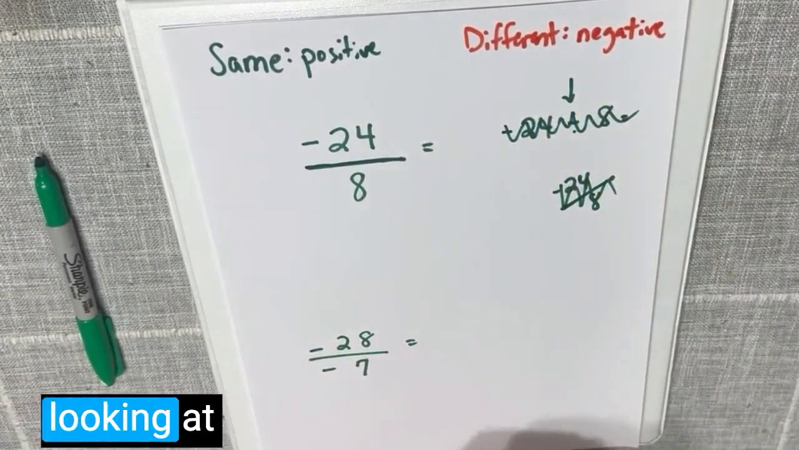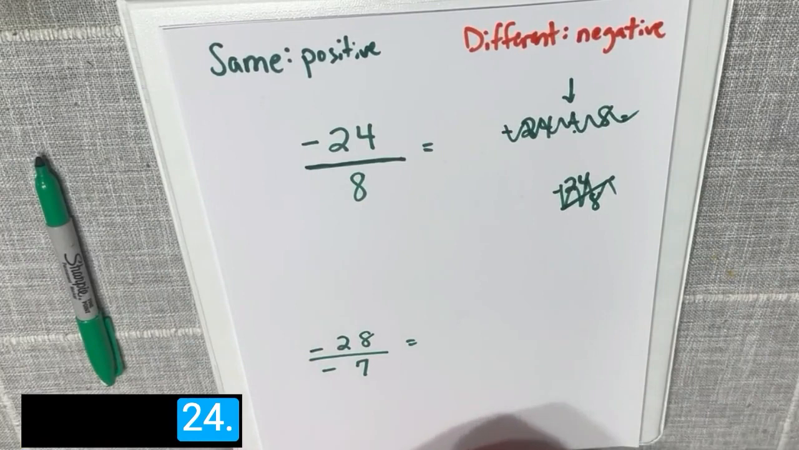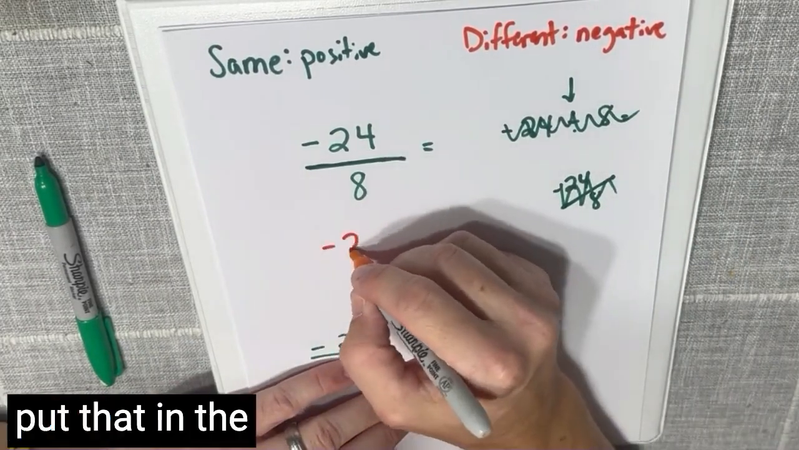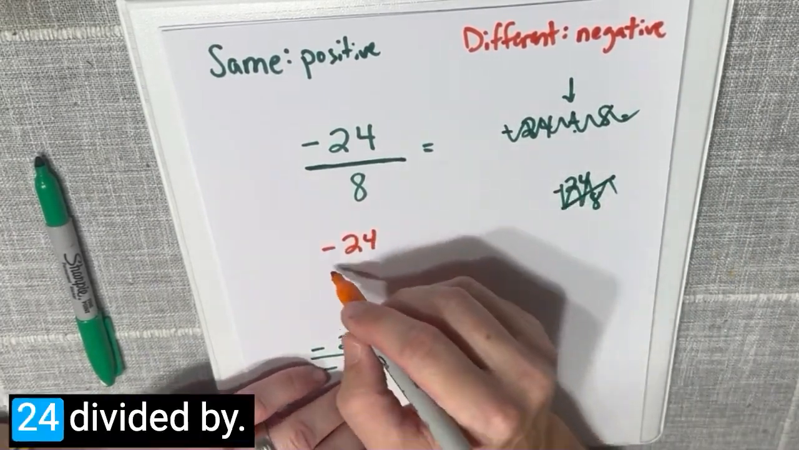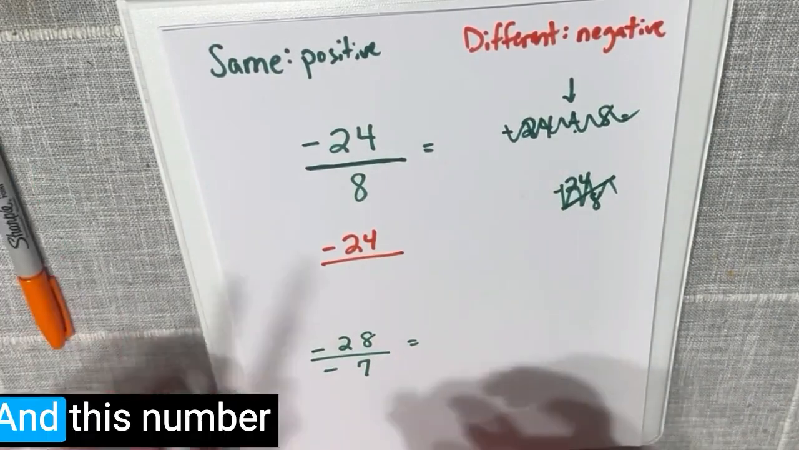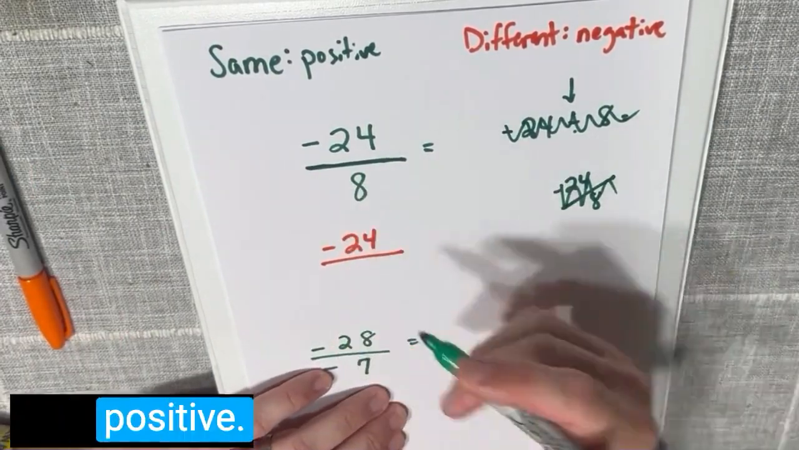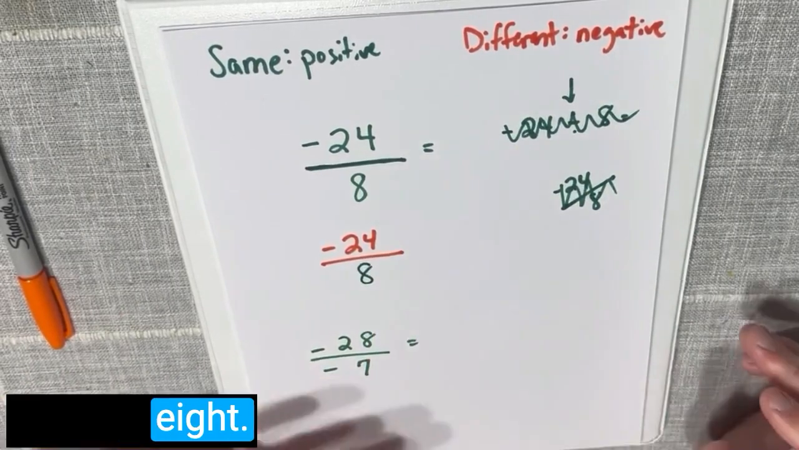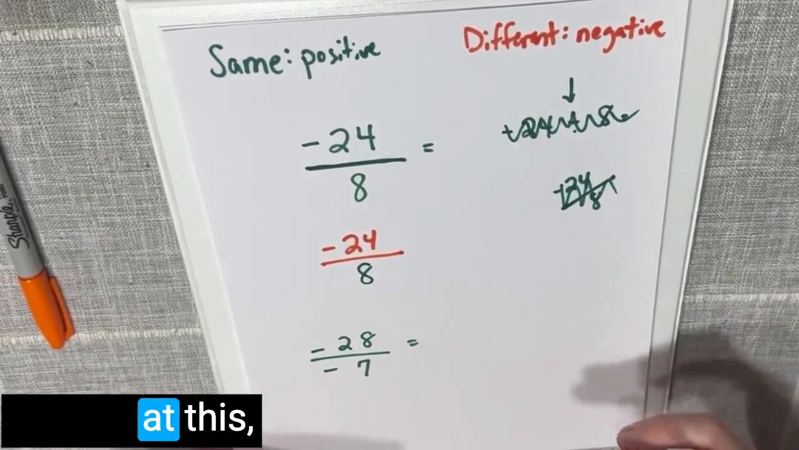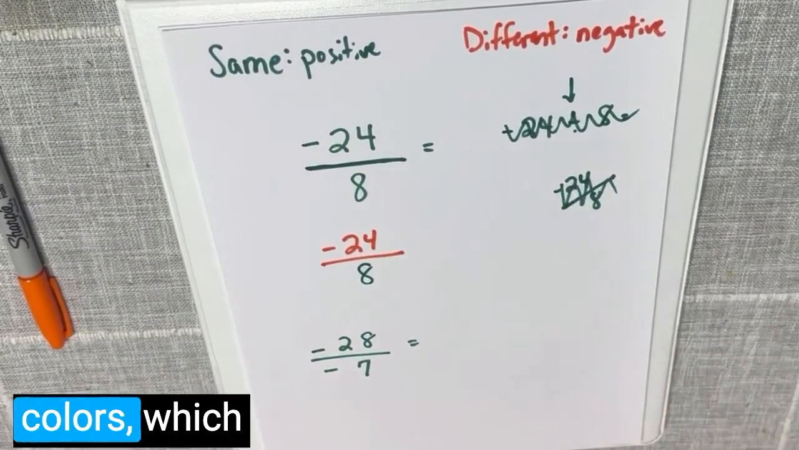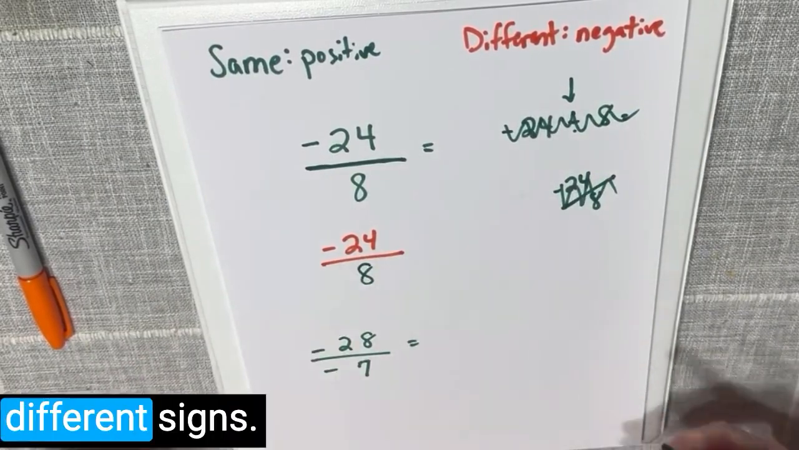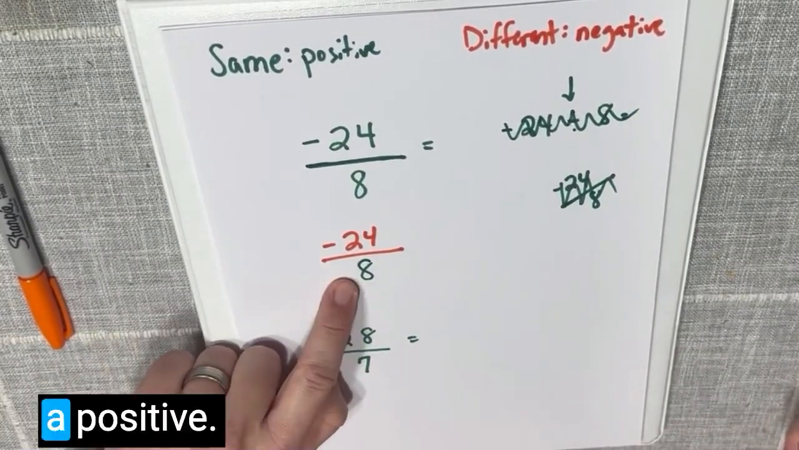Okay, so looking at here, I got a negative 24. So I'm going to put that in the color orange. I got a negative 24 divided by, and this number is a positive. Remember, if a number doesn't have a sign in front of it, that means it's a positive. So that means it's a positive 8. So I'm going to write that in green. So looking at this, I got different colors, which means that these two numbers have different signs. One's a negative, one's a positive.